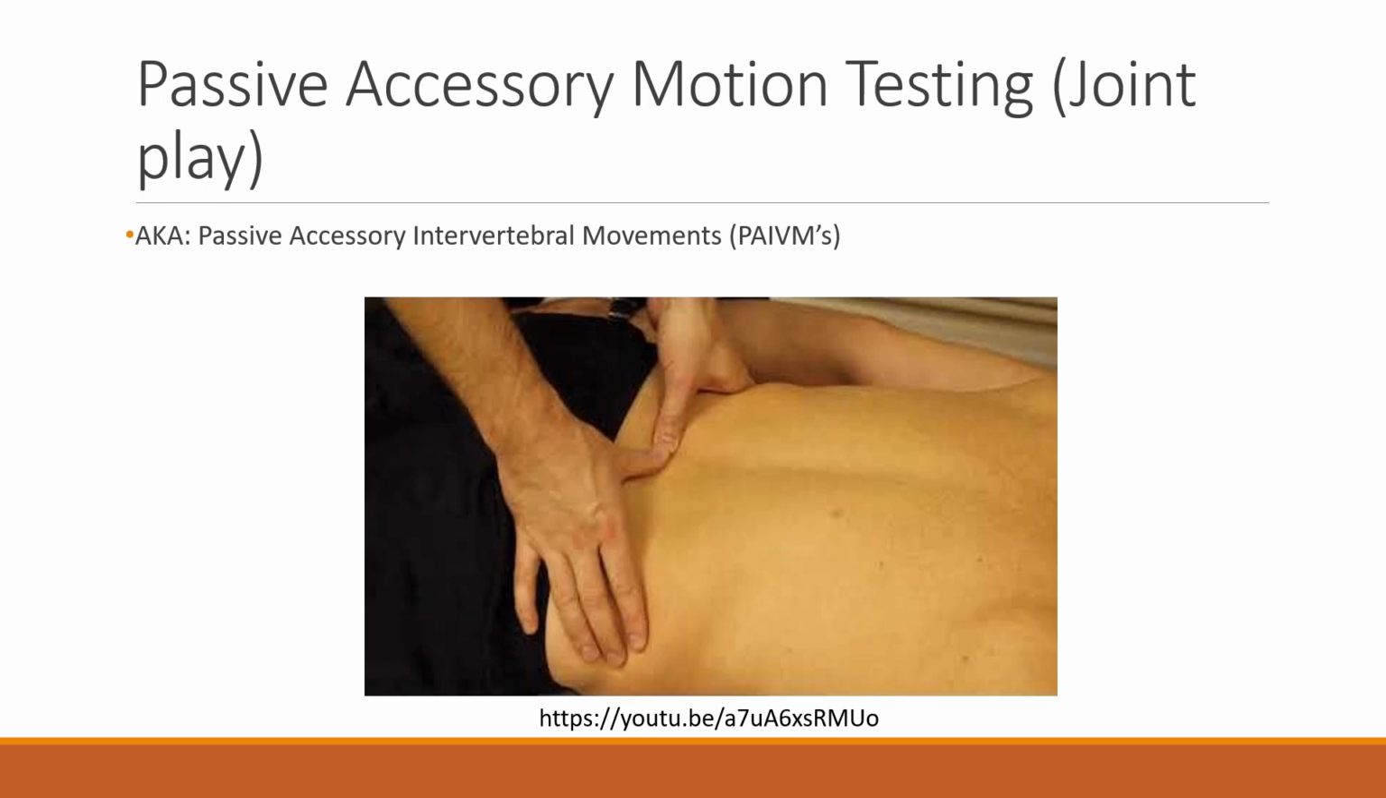So take a moment and review this video, which shows you passive accessory motion testing or joint play assessment of the lumbar spine. Again, very similar to what we did for the thoracic spine. Pay particular attention to the hand placement, and how your hand should be positioned for you doing central techniques as well.